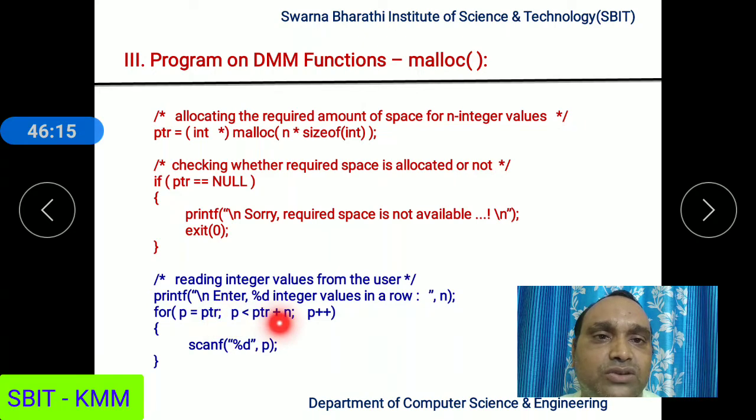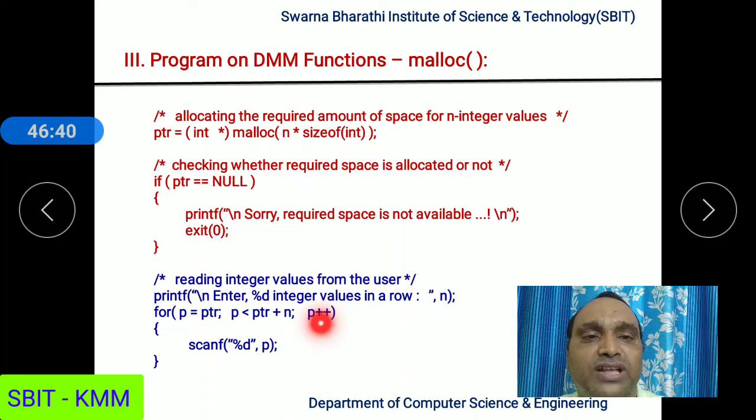1002 is less than 1010, so again it reads another value and stores it at the 1002 location. 1002 and 1003 are the used address locations. Then p value becomes 1004. 1004 is less than 1010, so again it reads the third value and stores it at locations 1004 and 1005. And p value is incremented.